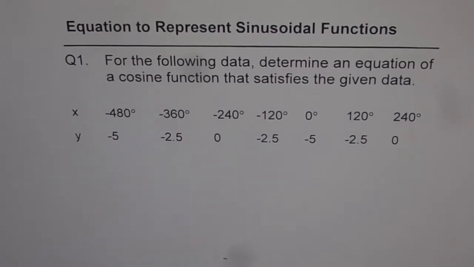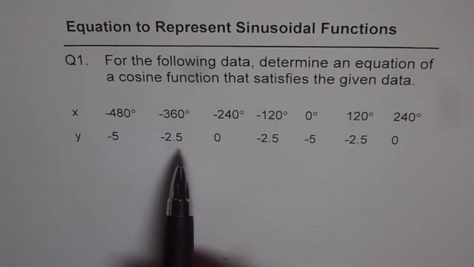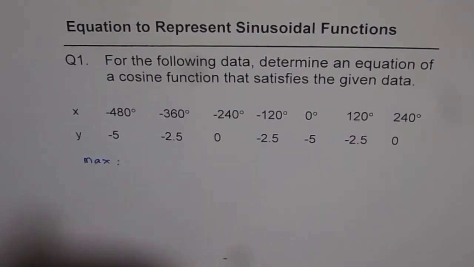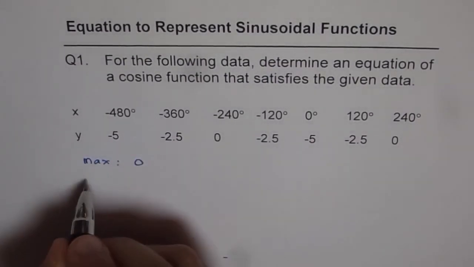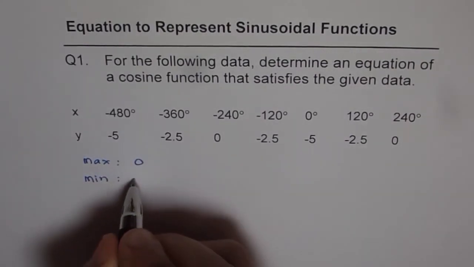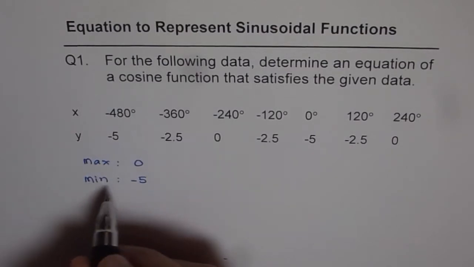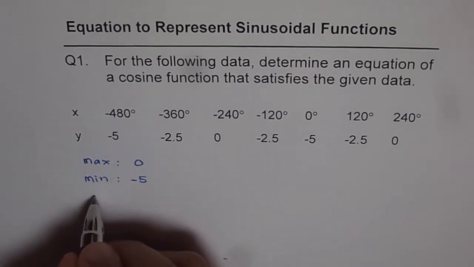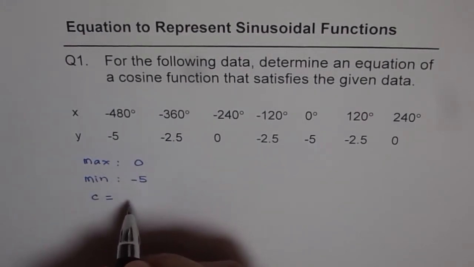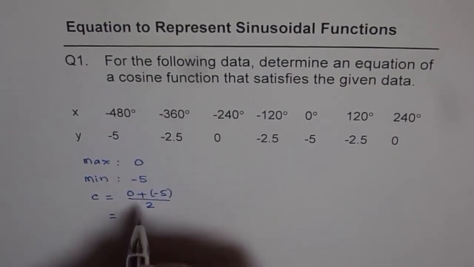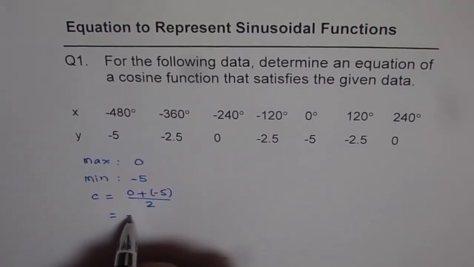Now, what is the maximum and what is the minimum value? We have to check the y values for that. We find that the maximum value here is 0, and the minimum value given to us is minus 5. From maximum and minimum value, we can always get the axis of the equation, and then we can always get the amplitude. So let's find the axis of our equation. That is c, which is add them and divide by 2. 0 plus minus 5 divided by 2, and that gives us minus 5 divided by 2, which is minus 2.5.